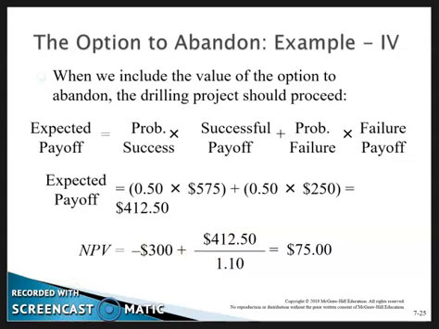Okay, we'll start the next lecture with valuing the option to abandon.